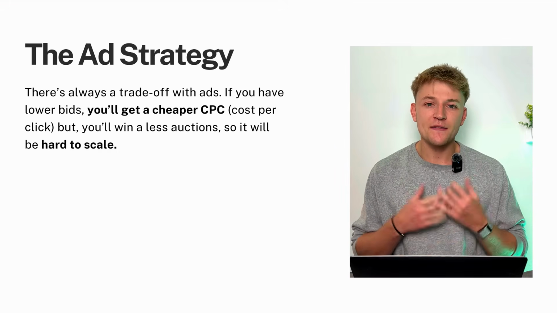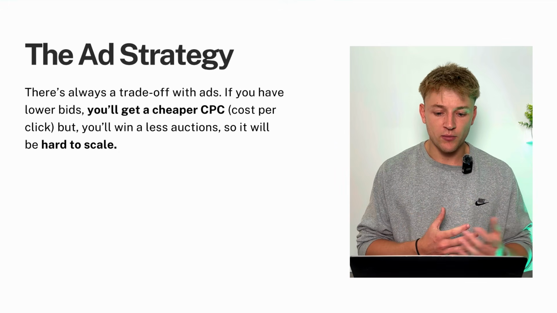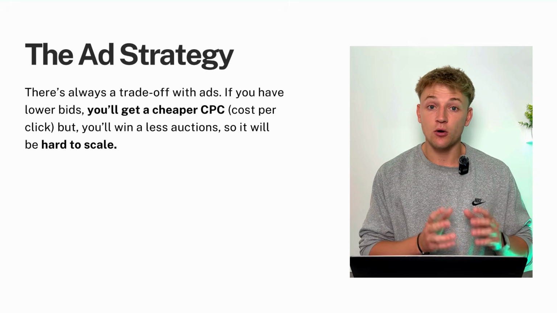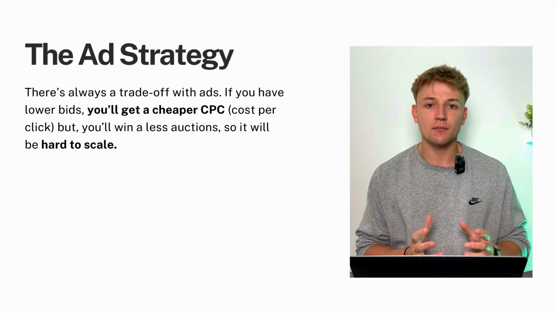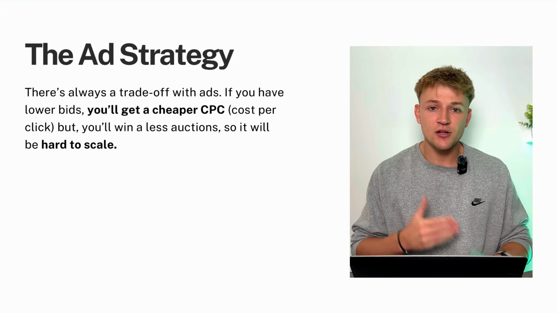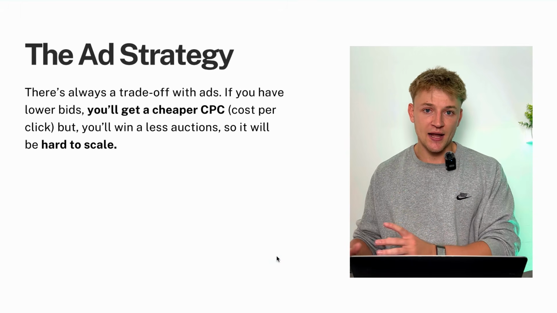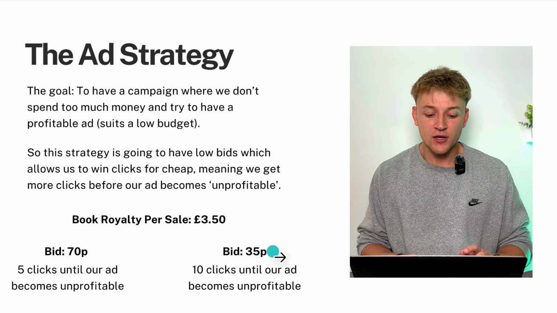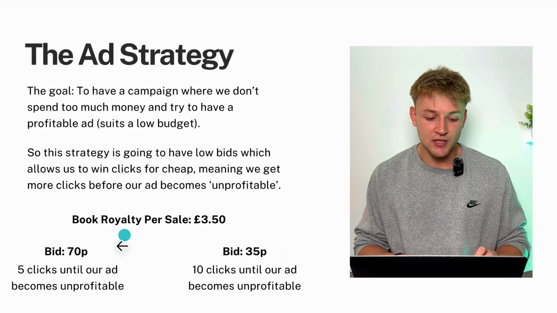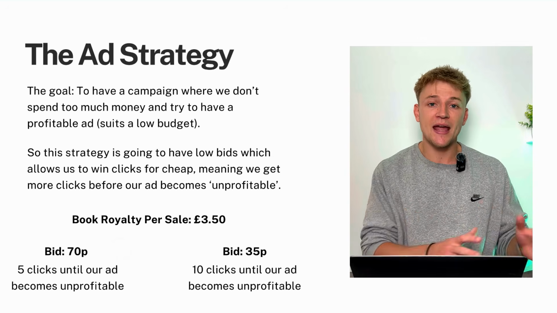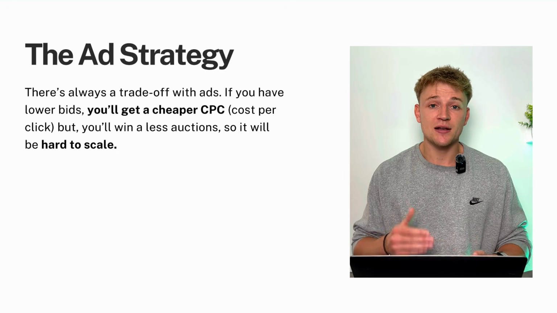So you're probably thinking, Sam, surely the lower you bid, the better your ads are going to be. Well, you have to understand that there's always going to be a trade-off with ads. If you have a lower bid, yes, you will get a cheaper CPC, or cost per click, but because you're bidding less, you are naturally going to win a lot fewer auctions, and therefore it's much harder to scale. If you're bidding 35p, you're going to win so many fewer auctions than if you bid 70p. So yes, you'll get cheaper clicks, but you're not going to be able to scale this ad nearly as much as if you had a slightly higher bid.